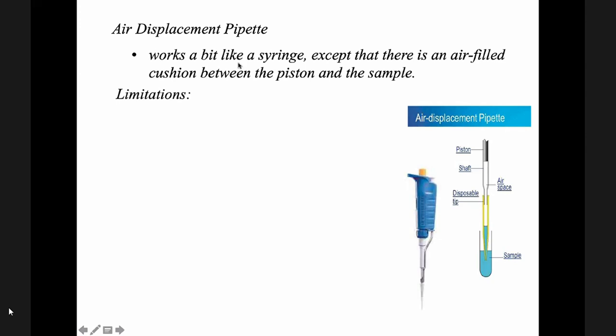It works a bit like a syringe, except that there is an air-filled cushion between the piston and the sample. So here is the sample, and this is the airspace. And this is the piston. And this is your disposable pipette tip.